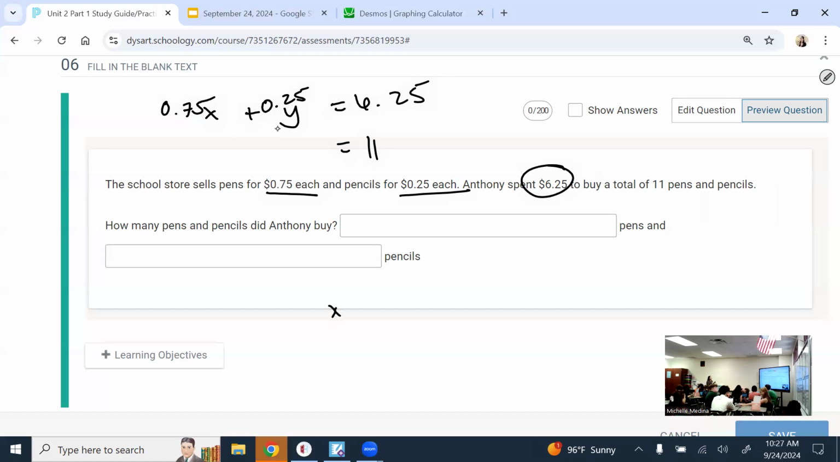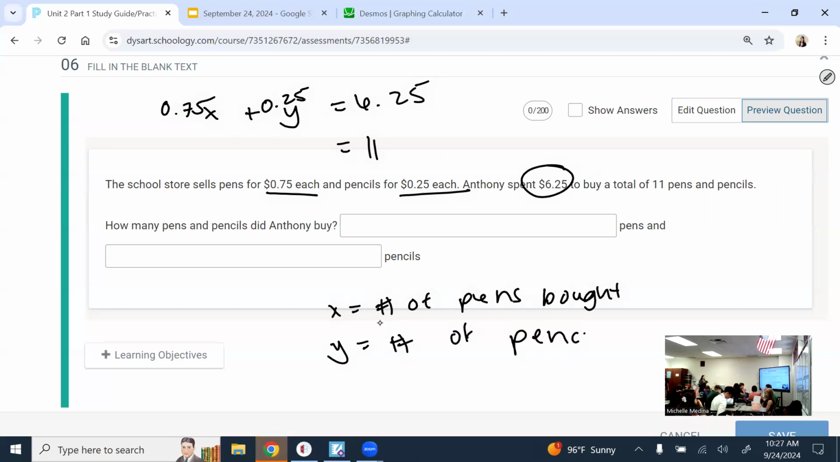So like evaluate what your variables are. X represents what? It's the number of pens bought, because the pens cost 75 cents. The Y is what? Or of pencils bought. So knowing that, and knowing that this total is how many they bought combined, what does this equation have to be? Just X plus Y for that. Because literally, I don't have to multiply it by anything, I'm just counting how many pens I bought, how many pencils I bought, and adding.